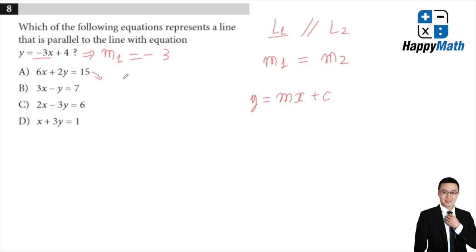The first step is I have to rearrange for y first, because the gradient appears when we change to y equals mx plus c. So we have 2y, and you have this expression, and divide both sides by 2. You have minus 3 here and 2. So the gradient of line 2 is minus 3, equal to the first one. So A will be my final answer, because A has the gradient of minus 3, and minus 3 equals the gradient of the first line.